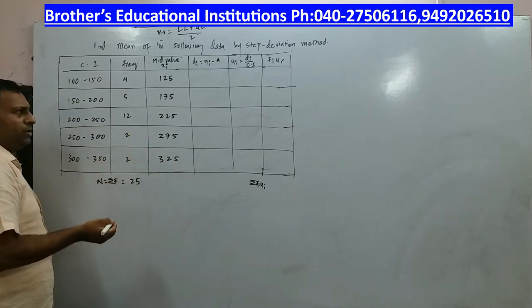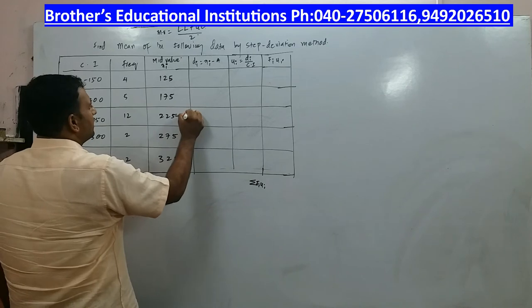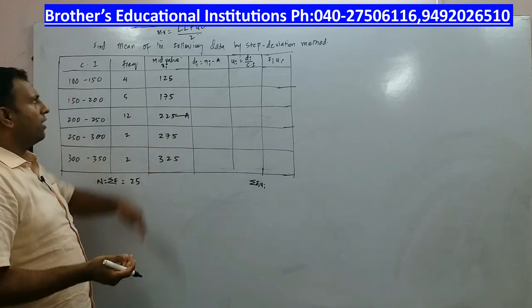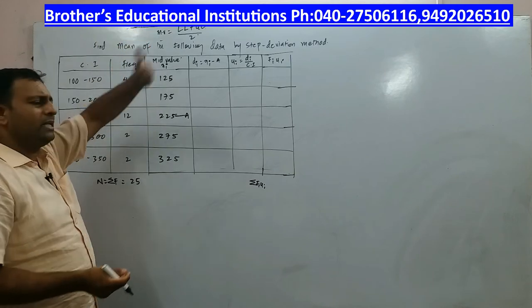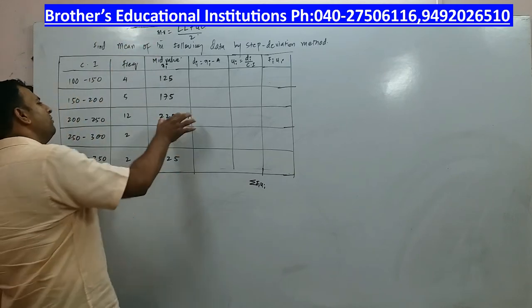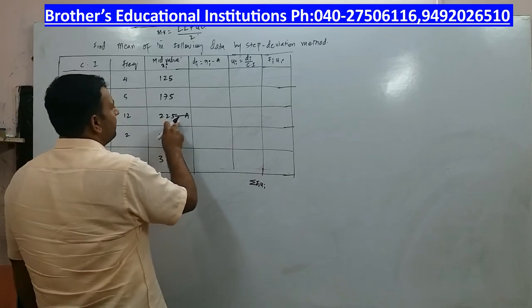So once mid value is written, I have to assume any one of the values as assumed mean. I will take the center one usually. I have told you, you can take the first one or the last one, anything you like, that is called the assumed mean. The answer is not going to change. But if you take something at the middle, there will be fewer calculations. So I will assume this as the assumed mean.